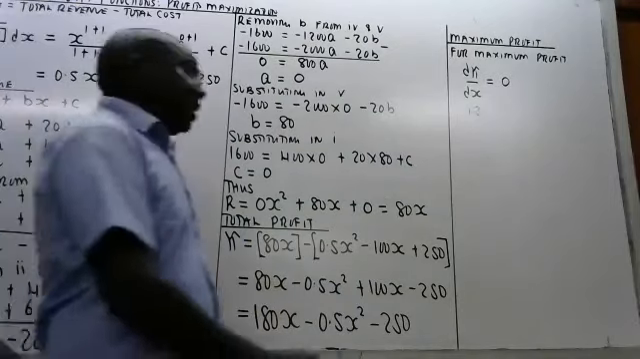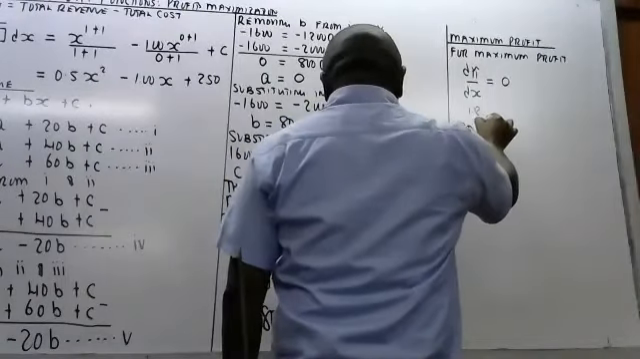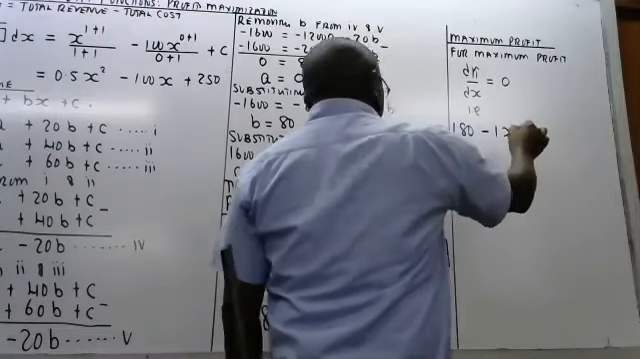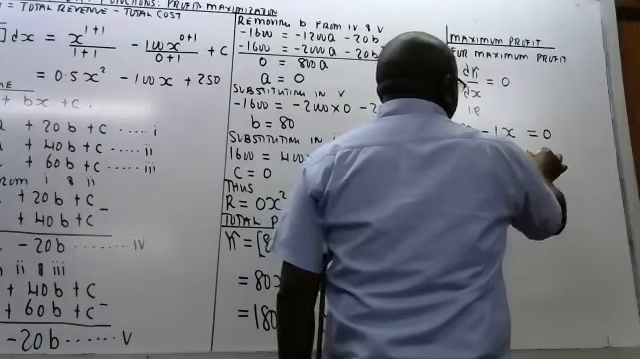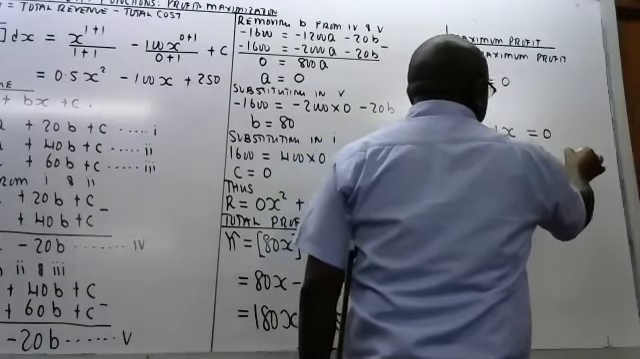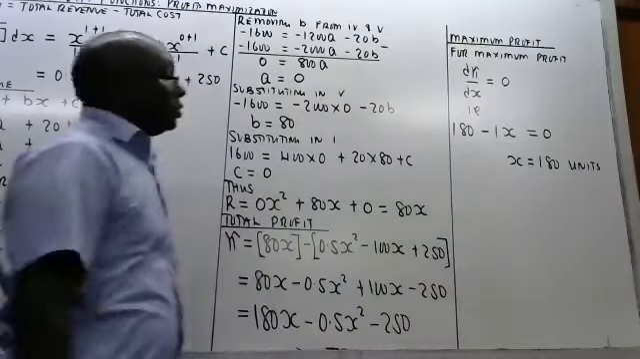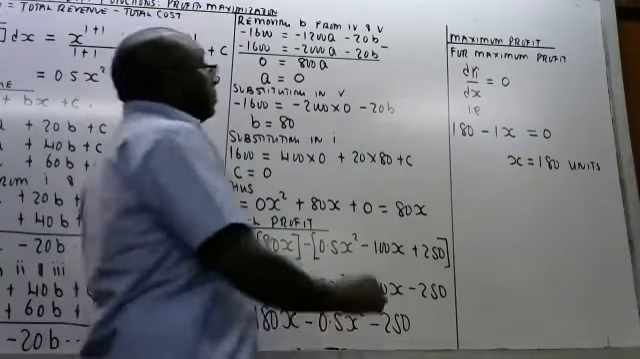When you differentiate, you get 180 minus 1x being equal to 0. And then it follows that x should be 180 units.